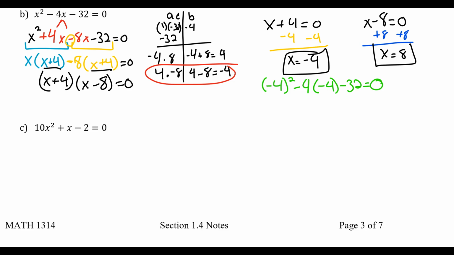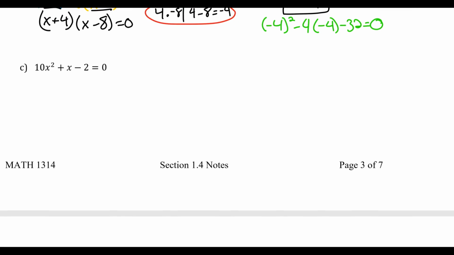Let's look at our last example. I've got 10x squared plus x minus 2 equals 0. So I don't have a common factor. Everything is already on one side. I do have 3 terms, so I'm going to have to do the AC method again.